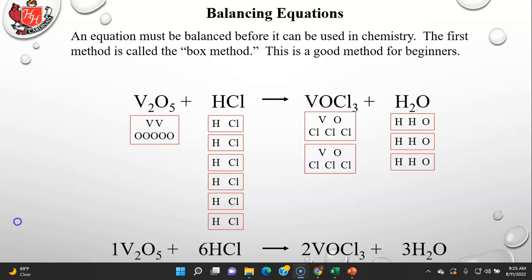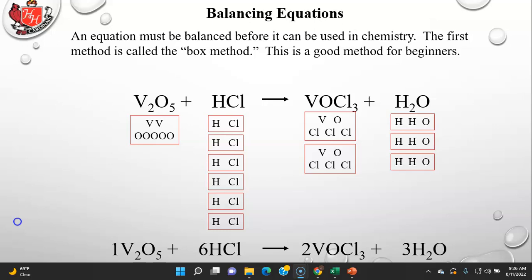Chlorine. You have 6. Now that 6 doesn't just apply to the hydrogen over on the left side, it applies to the chlorine as well. It's distributed like distributing in a math equation. You're multiplying every element that's in there by that number. So you have 6 chlorines on the left of the arrow, and you have 2 times 3 chlorines on the right side of the arrow. So the coefficient of 2, and each of those molecules has 3 chlorines, so 2 times 3 is 6 chlorines. So 6 and 6 balances.